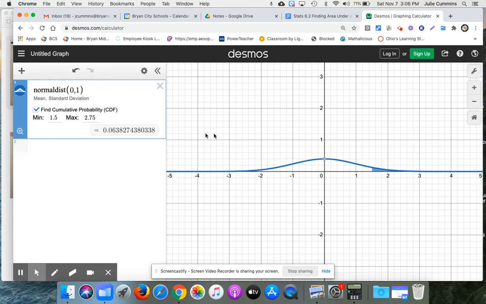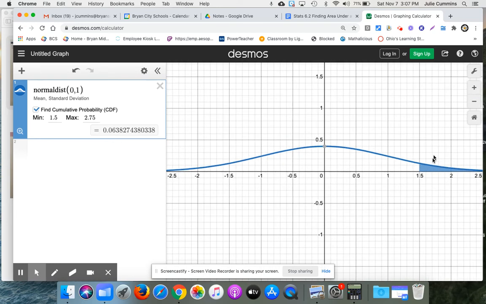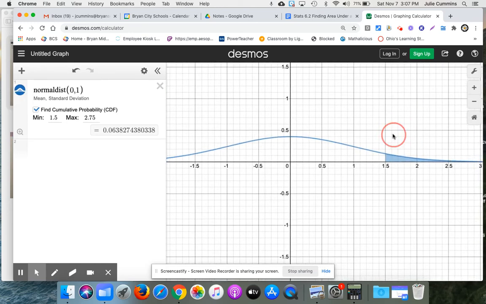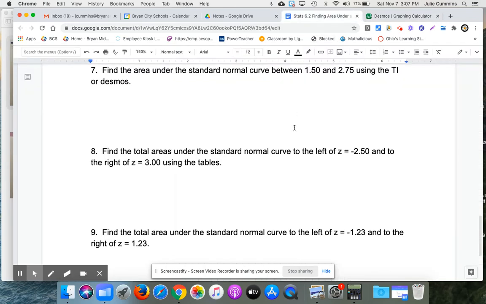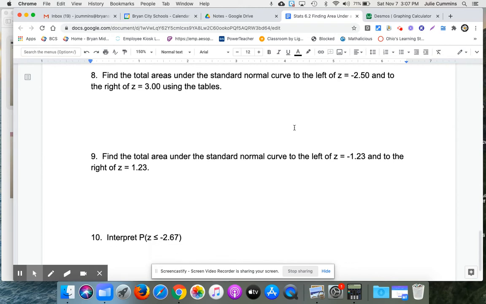So Desmos does a really nice job of doing that and giving you the picture to look at, which is kind of fun. So in case you don't have your calculator, you can go back and do all of these problems just like this. So let's take care of these last few. I'm going to do another one on the table and one more on the calculator. So we want to find the total areas under the standard normal curve to the left of negative 2.5 and to the right of 3.